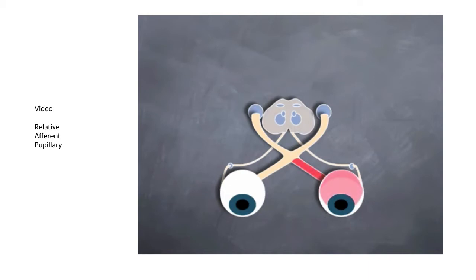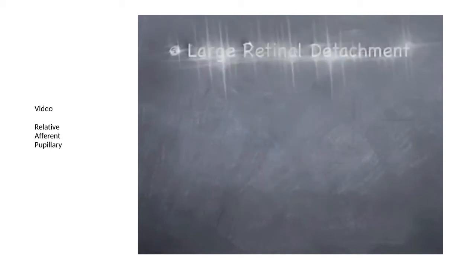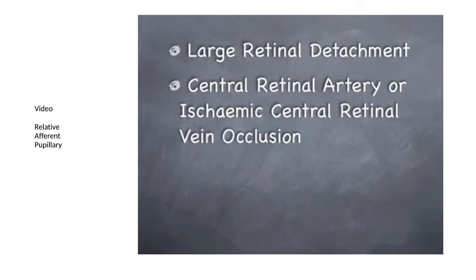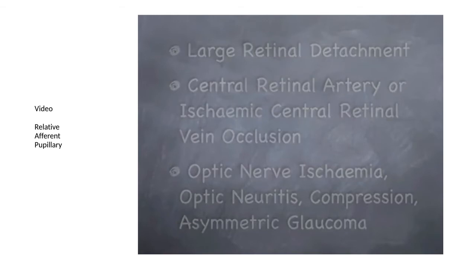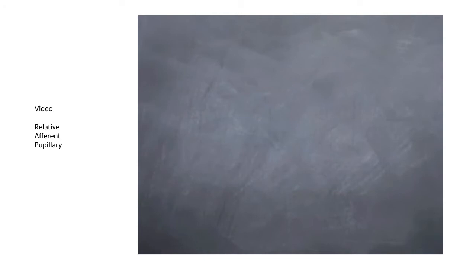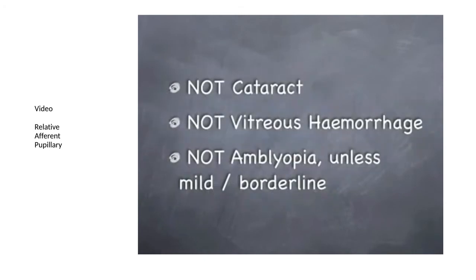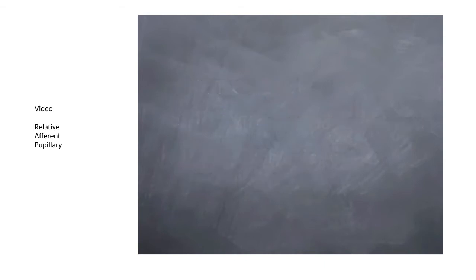Some examples of pathologies causing RAPD are large retinal detachment, central retinal artery or ischemic central retinal vein occlusion, optic nerve ischemia, optic neuritis, optic nerve compression, or asymmetric glaucoma. It should be noted that an RAPD is not caused by either cataract or vitreous hemorrhage, and when associated with amblyopia, it is usually mild. Therefore, a definite RAPD in these cases should prompt a look for another cause of visual loss.